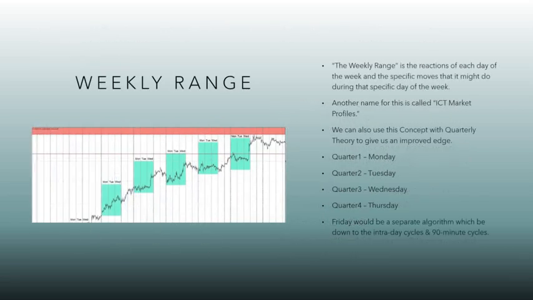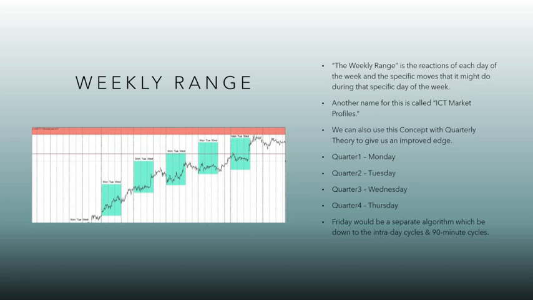The weekly range is the reactions of each day of the week and the specific moves that it might do during that specific day of the week. Another name for this is ICT market profiles. We can also use this concept with quarterly theory to give us an improved edge. So quarter 1 would be Monday, quarter 2 would be Tuesday, quarter 3 would be Wednesday, quarter 4 would be Thursday, and Friday would be a separate algorithm which would be down to intraday cycles and 90-minute cycles, okay?